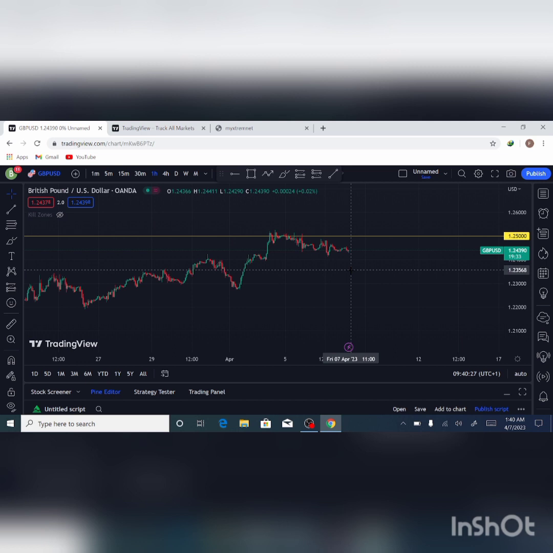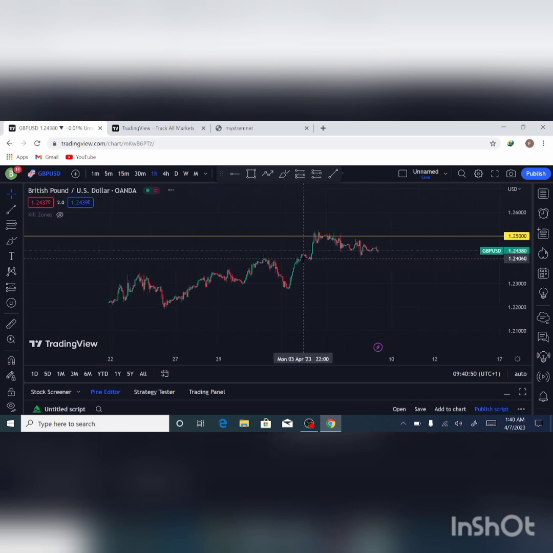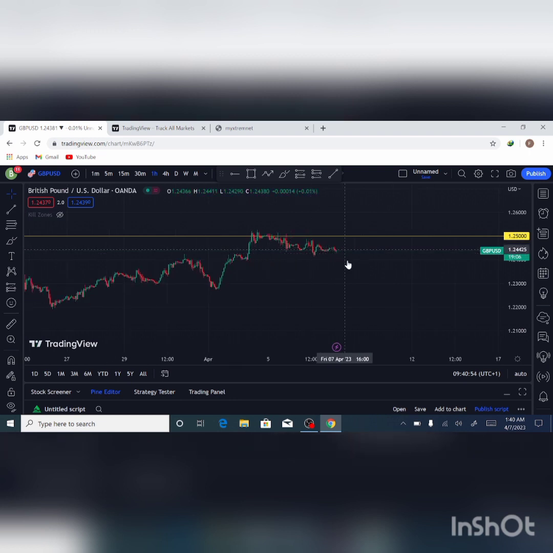So a psychological level is a level that ends with the nearest whole number, and most often it ends with 000 or 500. Those are what I consider psychological levels. Some people consider levels that end with 00, but I consider the levels that end with 500 and 000. So we have a sub-psychological level which ends with 500 and a main psychological level which ends with 000.